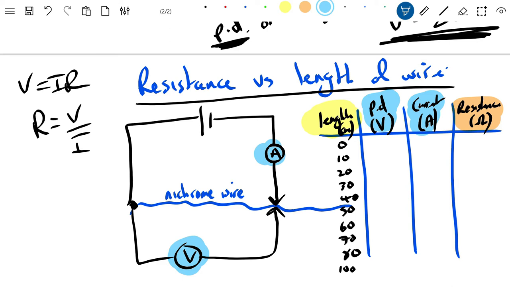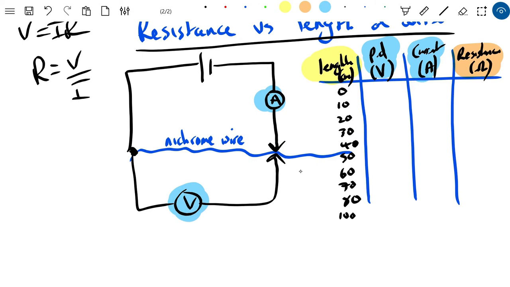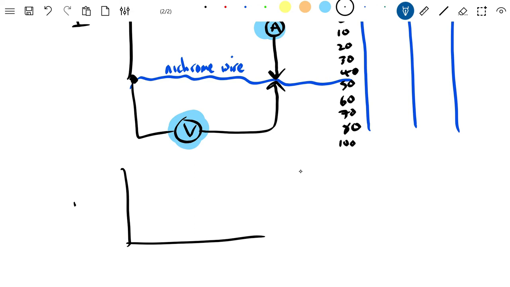Right. And we change the length of the wire here. Start off at 0, then 10, then 20, then 30. We move these two along, and we end up with some results. Now, when it says resistance versus length, that's exactly how we plot it. So it's a graph. We do resistance versus length. Don't forget that was in centimeters and that was in ohms.